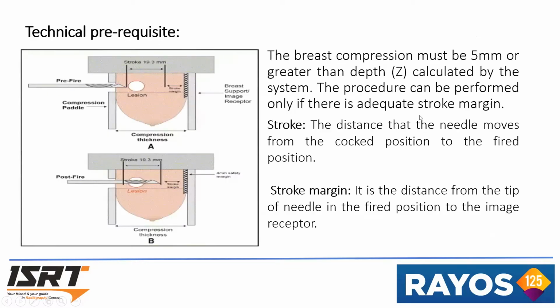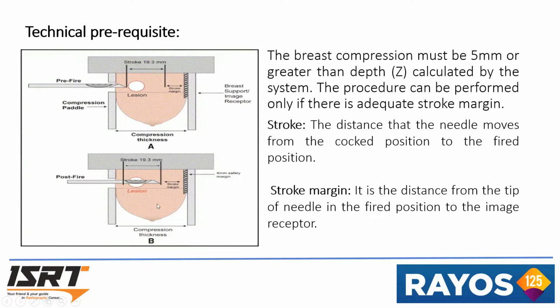Next is the technical prerequisite. The breast compression must be 5 mm or greater than the depth calculated, that is Z dimension calculated by the system. The procedure can be performed only if there is adequate stroke margin. Now you can see what is stroke. Stroke is the distance that the needle moves from the cocked position to the fired position. Here we can see the needle tip in the cocked position, and in the fired position it will reach here. So this distance is a stroke.